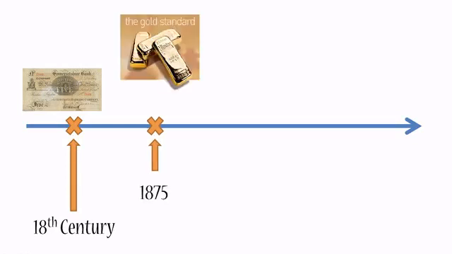The gold standard was agreed upon in 1875, and basically what it meant was that currencies became backed by the gold reserves of their countries. In essence, that means governments guaranteed conversion of currency into a specific amount of gold and vice versa. Let's look at an example. For instance, country A says that one unit of its currency equals 2 ounces of gold, and country B says that 1 unit of its currency equals 4 ounces of gold. And that basically means that you now know how to convert the currency of country A into the currency of country B.